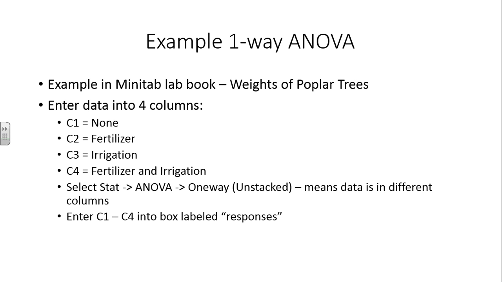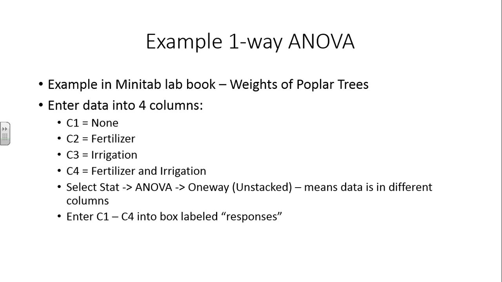So as an example, again, let's go to your Minitab lab books and look at the example known as, under one-way ANOVA, the weights of the poplar trees. Now we're going to enter our data into four different columns. So enter the values under none into C1. Enter the values that are listed under fertilizer into C2. The values listed under irrigation into C3. And the values under the column heading fertilizer and irrigation into C4.